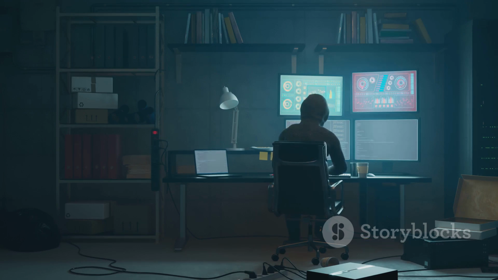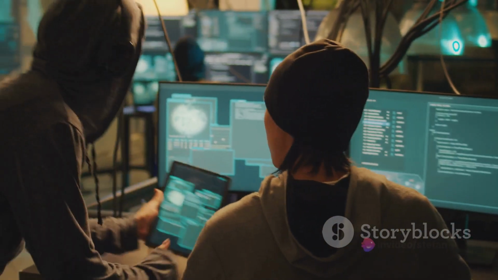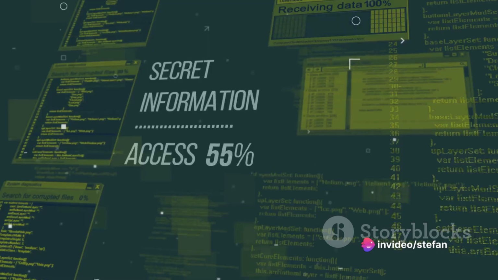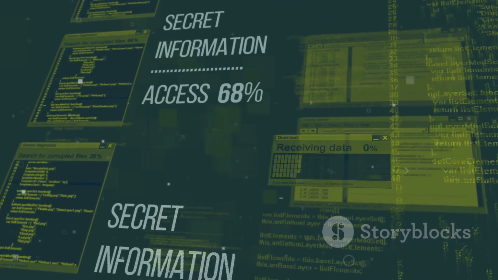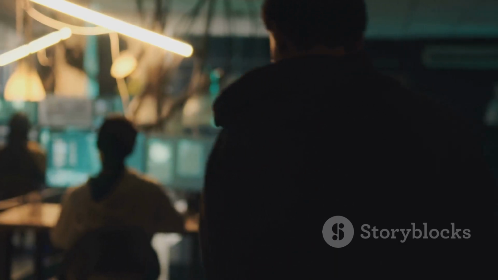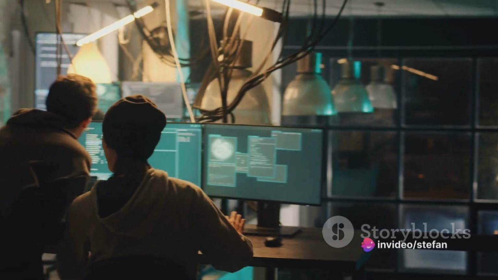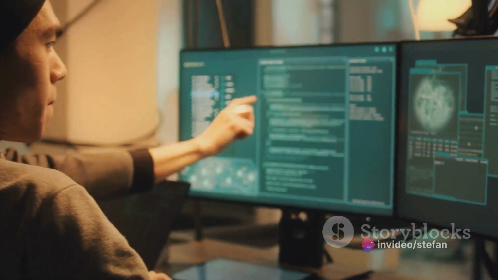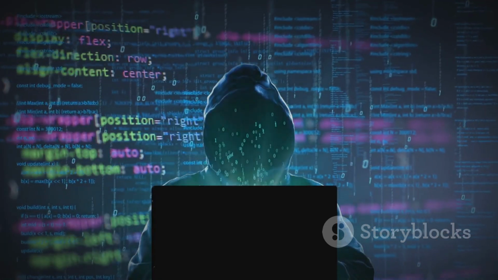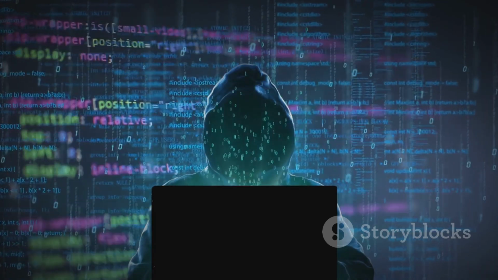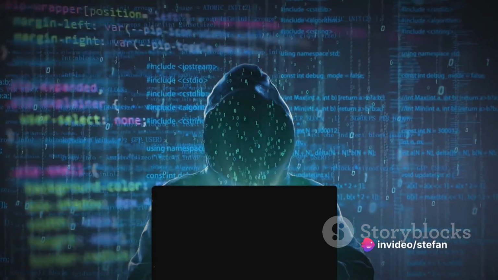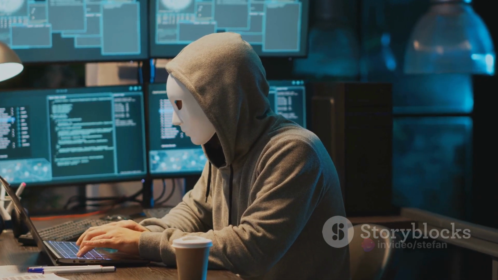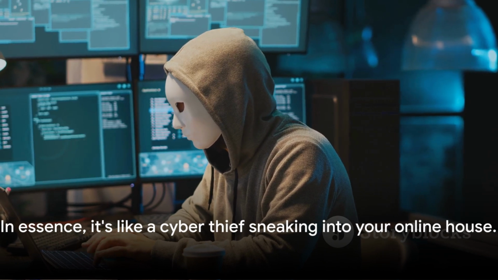Now let's compare it to a more tangible example. A thief stealing your keys and using them to open your house. In the digital world, your house is your computer system, and your keys are the valid sessions that your computer has with other computers on the network. So, the hijacker or the thief exploits a valid session or steals the keys to gain unauthorized access to your system or open your house. Just like a thief who's stolen your keys, once a hijacker has access to a session, they can do a lot of damage. They can steal sensitive information, manipulate data, or even use the hijacked session to launch attacks on other systems. In essence, it's like a cyber thief sneaking into your online house.